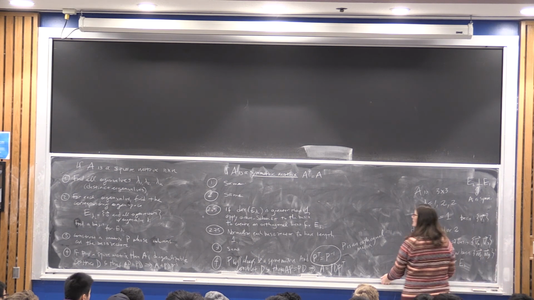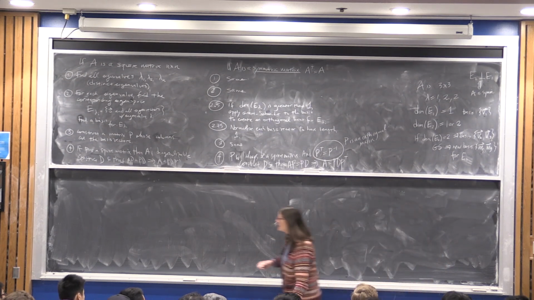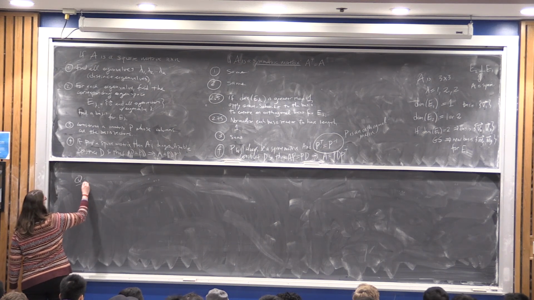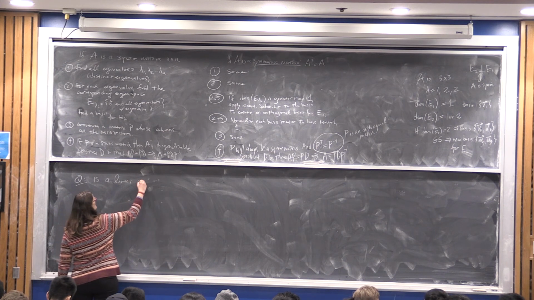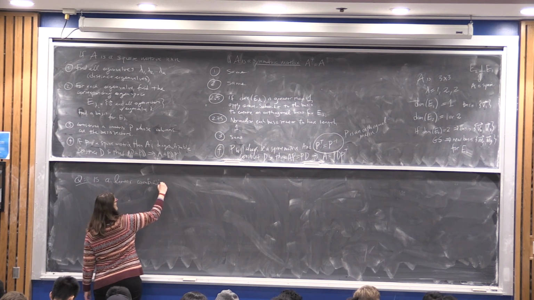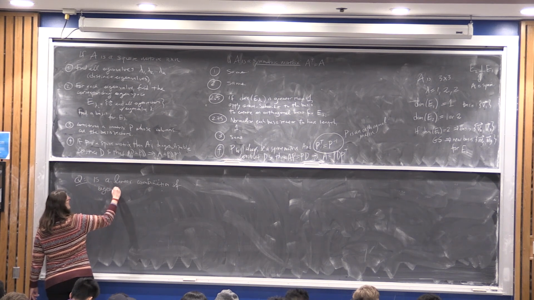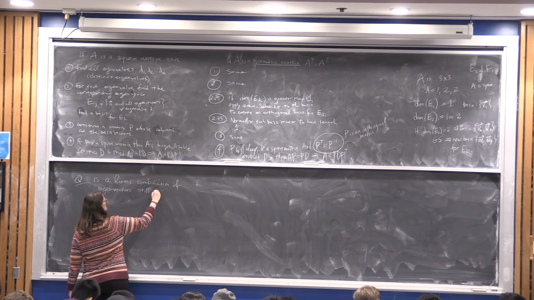Okay, so thank you for reminding me. So, question. Is a linear combination of eigenvectors still an eigenvector?